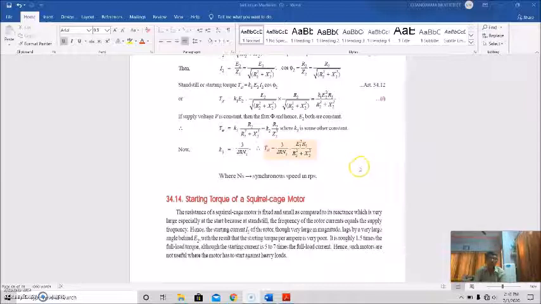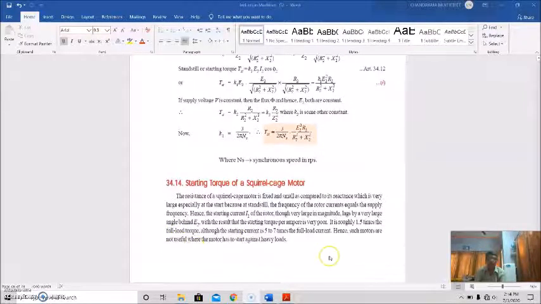So the starting current of the rotor, though very large in magnitude, lags by a very large angle behind E2. With this result, the starting torque per ampere is very poor, and it is roughly 1.5 times the full load torque, while the starting current is 5 to 7 times the full load current. Hence, such motors are not useful when the motor has to start against a very high load.